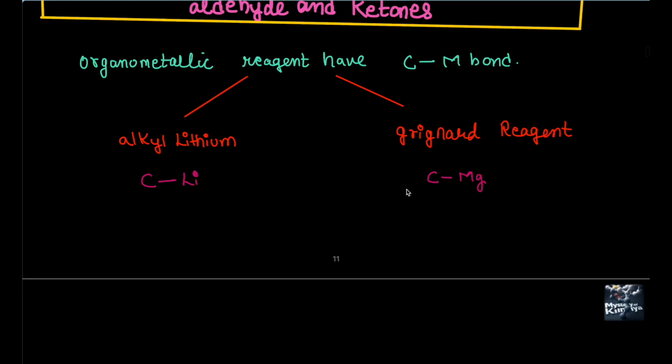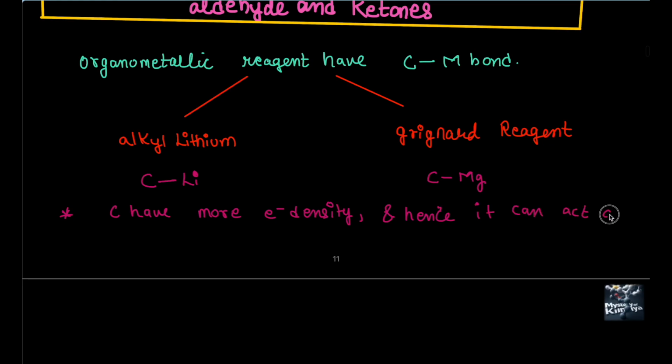The lithium and magnesium both are electropositive, and hence the carbon in both reagents has more electron density. It makes it more nucleophilic as well as a good base, and hence it can act as a base as well as a nucleophile.